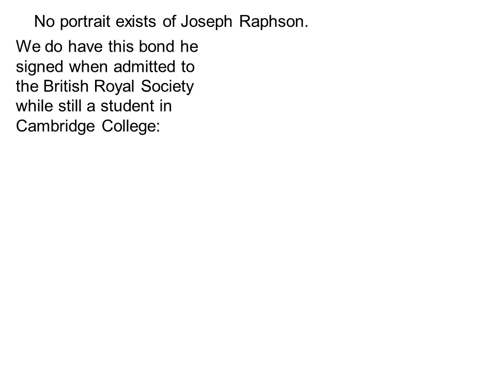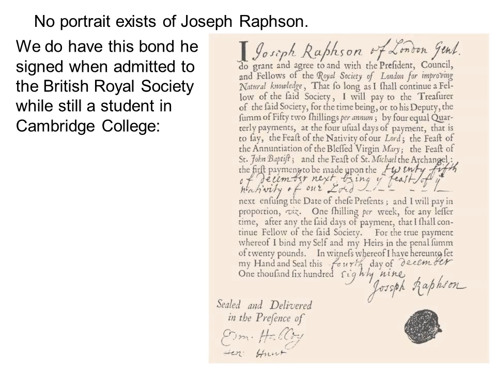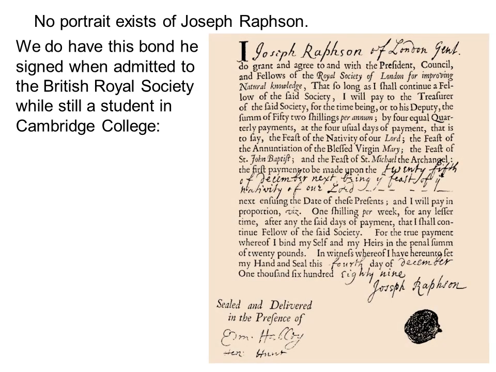We do have this bond he signed when admitted to the British Royal Society while still a student in Cambridge College. This bond is essentially a promise to pay his dues to the organization. So we have his signature at the bottom.